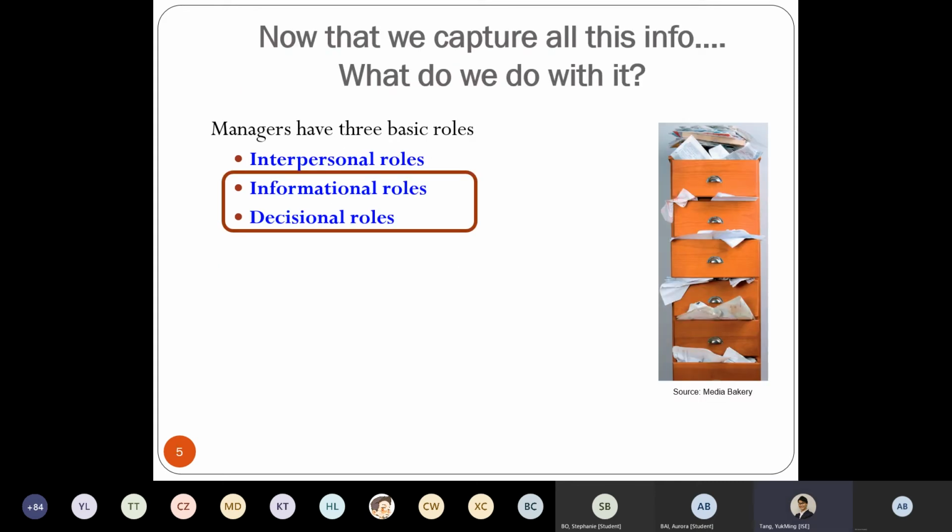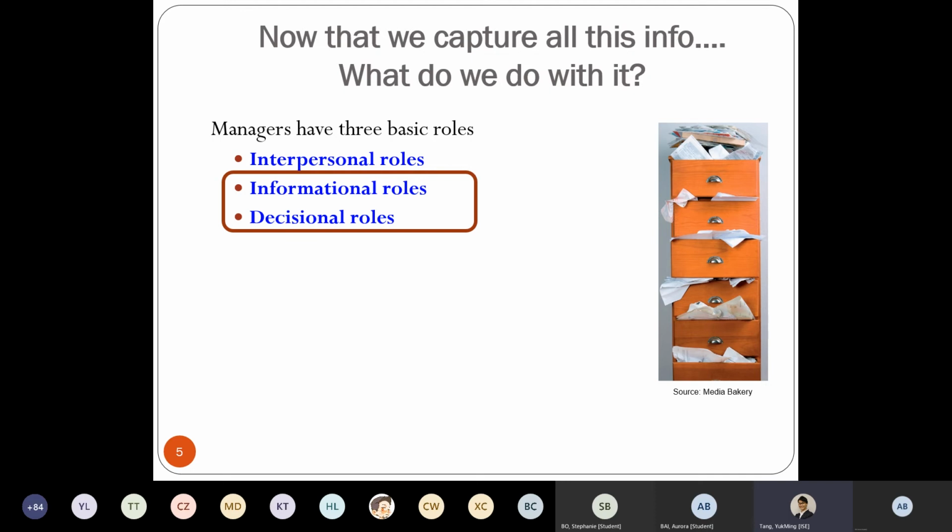Why do we need to make decisions? Because in business we need to think about the manager. If you are the manager, most of the time you need to make decisions. There are three different basic roles for making decisions. First of all is the interpersonal roles.